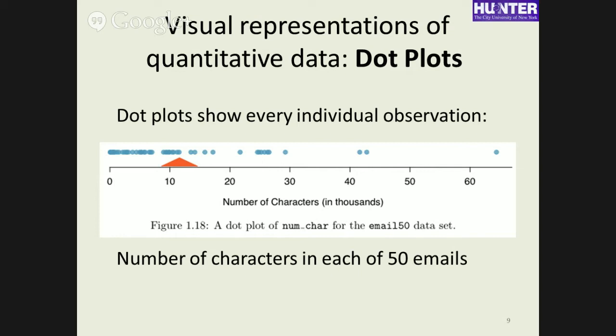So this is a data set that they use in the book, which was an email data set. There are 50 emails collected by the NSA, and they counted for each one of them. Nobody even batted an eye. And they counted the number of characters and the number of lines in each email in order to try to determine whether it was some sort of a plot. And so this is a plot just of the number of characters in thousands, and it's showing the mean here, which is about 12,000 characters.